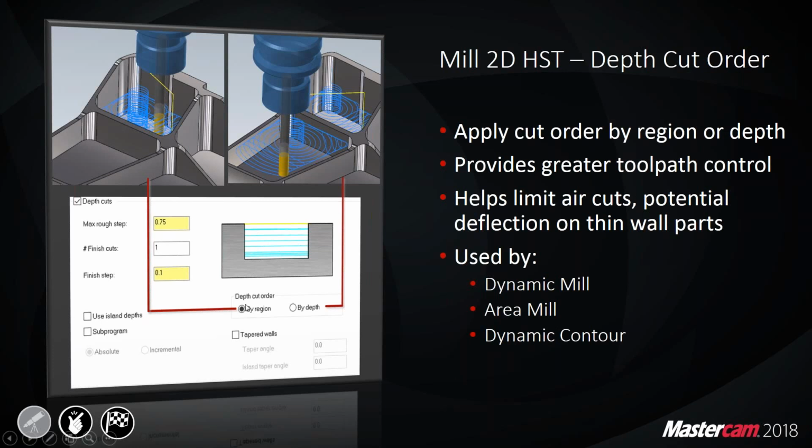So we just added it to the depth cuts page on the dynamic mill toolpath, and you now have the option here for by region, which is going to do each pocket individually, or by depth, which will then move across each pocket you have currently programmed.